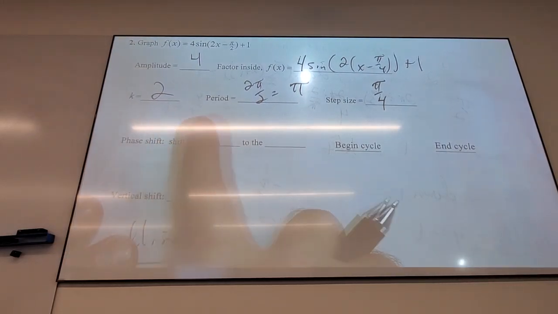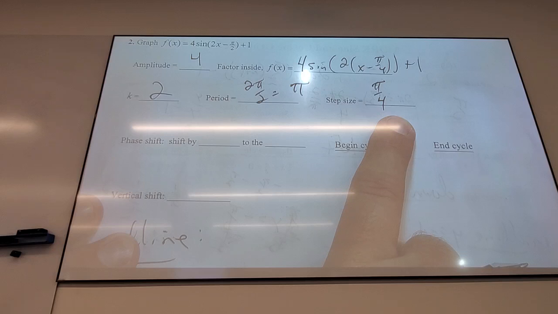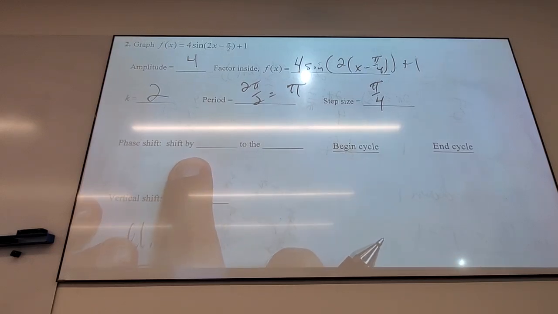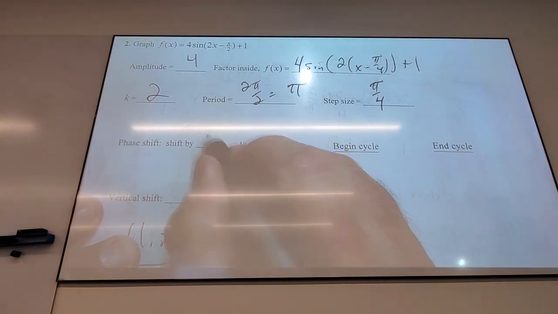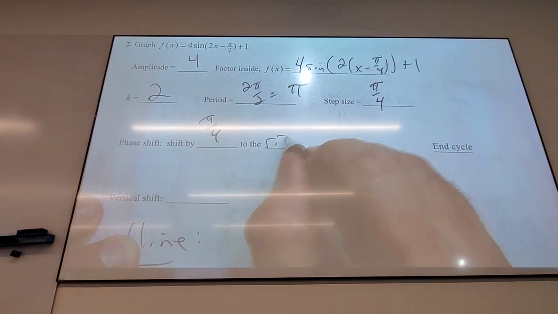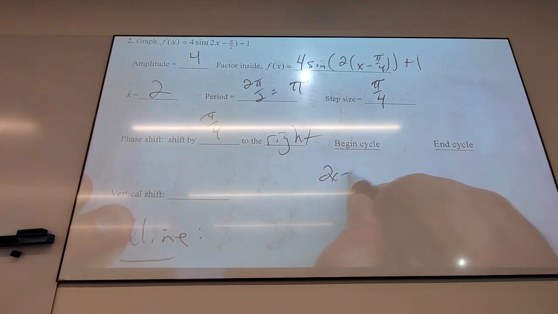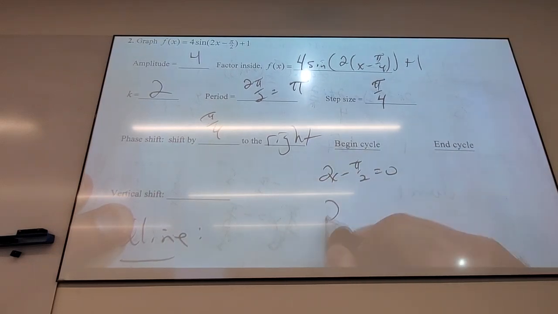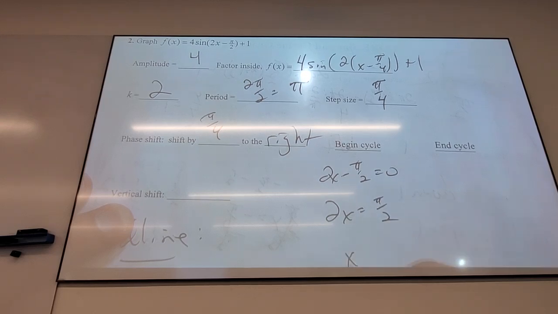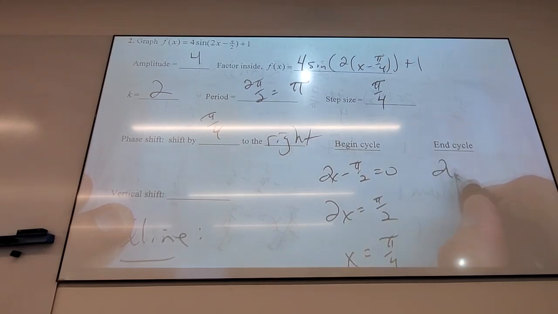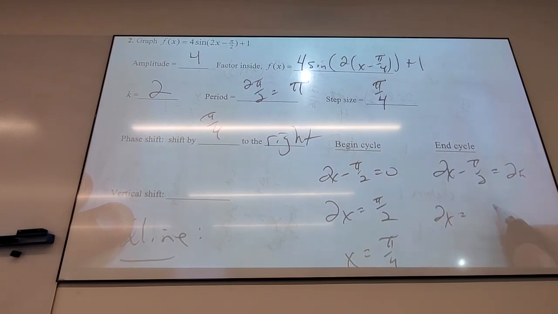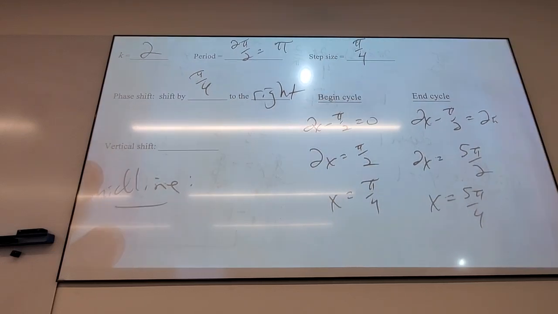How's this? Is everything matching so far? What's the phase shift? Yeah, pi over 4 to the right. And then if you want to, you can take the inside, set it equal to 0. Take the inside, set it equal to 2 pi. Okay, I did that a little fast, but oh well.